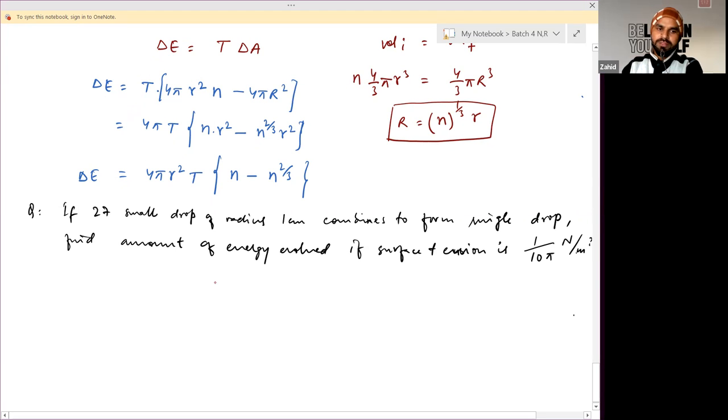You have the number of drops as 27. Small r is 1 centimeter, so it will be 10 to the power minus 2 meter. Surface tension is 1 over 10 pi Newton per meter. Just put all the values in the above formula and simplify it.